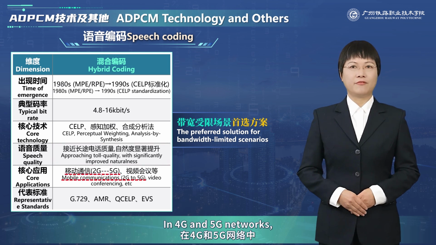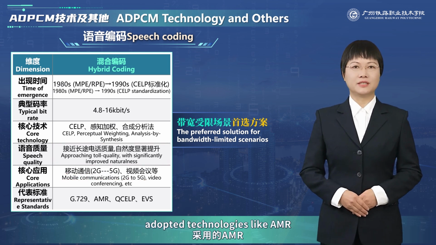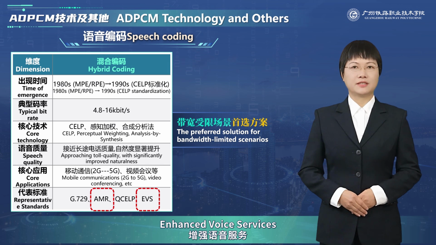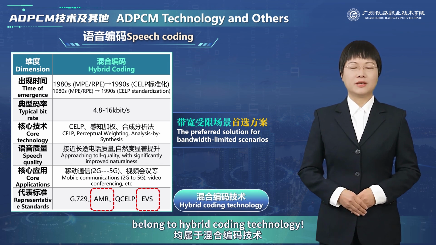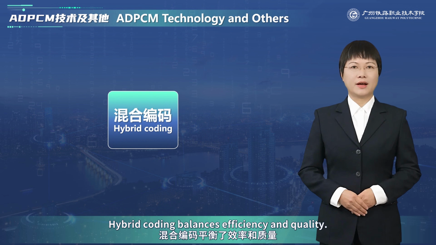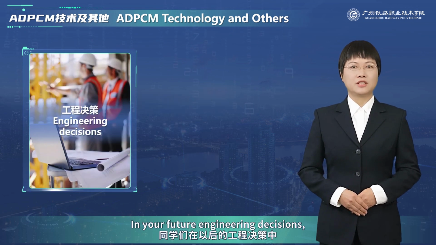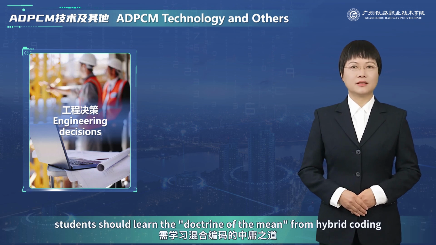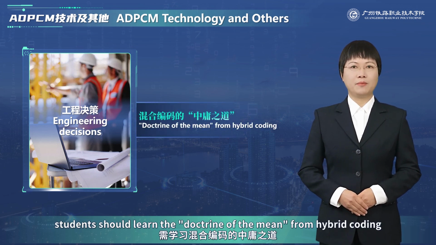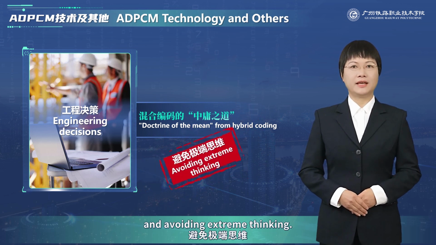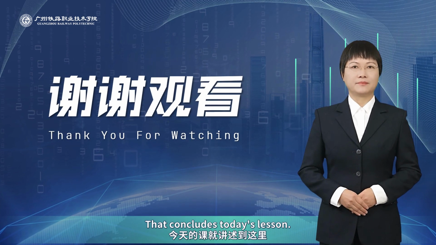In 4G and 5G networks, adopted technologies like AMR, adaptive multi-rate, and EVS, enhanced voice services, belong to hybrid coding technology. Hybrid coding balances efficiency and quality. In your future engineering decisions, students should learn the doctrine of the mean from hybrid coding, seeking optimal solutions under multiple constraints and avoiding extreme thinking. That concludes today's lesson. Thank you.